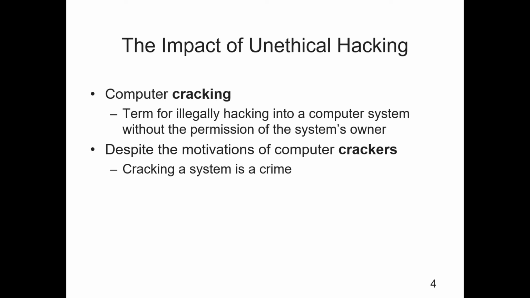The impact of unethical hacking. First, let's understand what unethical hacking is. For example, computer cracking. Someone would try to gain access to your machine without your knowledge or consent, and try to steal some data out of your computer, maybe for fun, maybe using some scripts. We call them script kiddies, using any malicious code just to compromise the security of your computer. Cracking is the term for illegally hacking into a computer system without the permission of the system's owner. Despite the motivations of computer crackers, cracking a system is a crime.